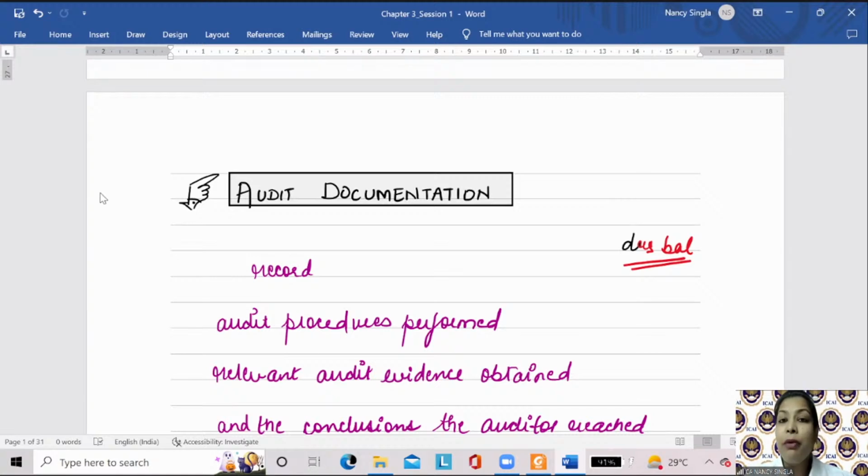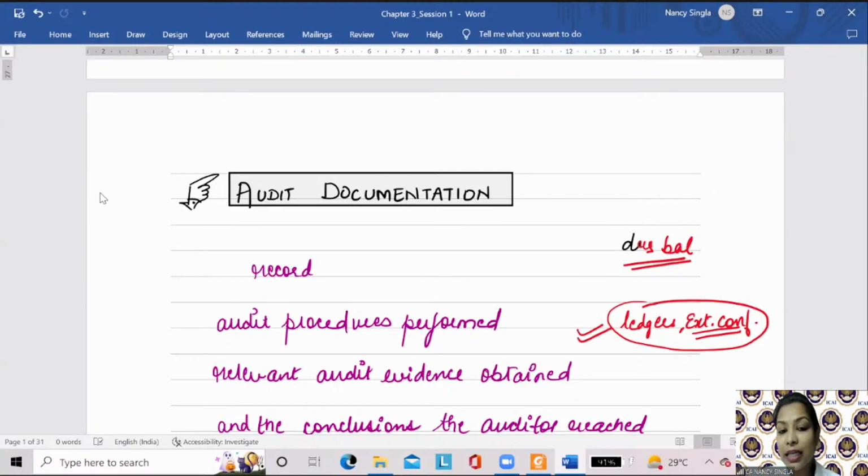Now he performs various procedures, like he checks the ledgers. He calls for external confirmation from the debtors. What is external confirmation? We will be doing this in detail in SA 505, but as of now, try to understand it. When the auditor is confirming from the debtors, saying: tell me what is the balance of my client in your books of account, he's confirming it externally from a third party. So in order to check the debtor balance, our auditor has performed various procedures, like checking the ledgers and asking for external confirmation. These are audit procedures that the auditor performs.